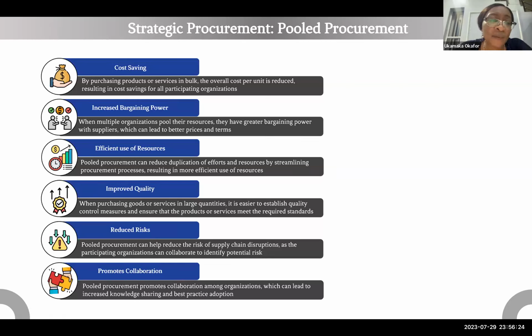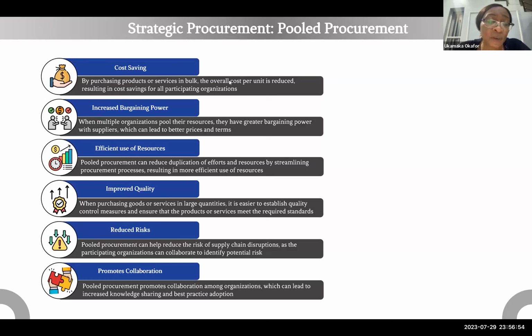So when you're doing pooled procurement, there are so many benefits. Like, as we said before, cost saving. By purchasing products or services in bulk, the overall cost per unit is reduced, resulting in cost saving for all participating organizations. There's also increased bargaining power, because when you bargain for a truckload of goods, it's not the way you bargain for just a small quantity or a carton.